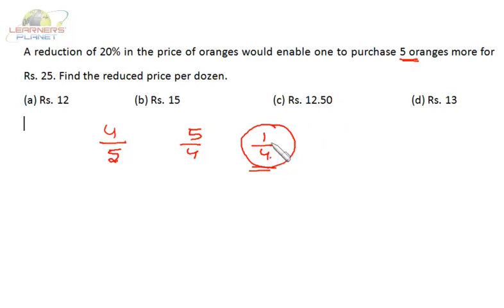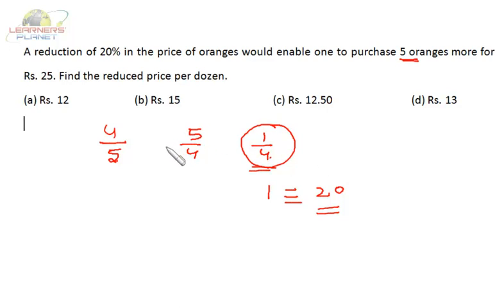That means 1 by 4 is 5. That means 1 is equivalent to 20, isn't it? So initially he was able to purchase 20 oranges for rupees 25. Now he can purchase this 20 plus this 5, 25 oranges for the same amount, isn't it? That means for rupees 25 he is buying 25 oranges. That means that orange is 1 rupee per piece.